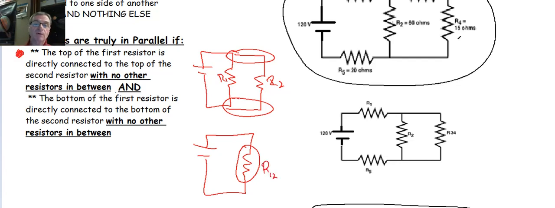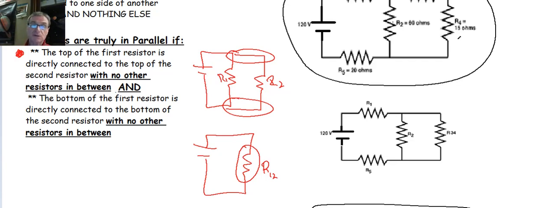Why do I call it R12? Because it's a combination of resistors 1 and 2. The other really important thing to do as we're simplifying circuits is to label things really, really well. Okay? So that's how we know if resistors are truly in parallel.